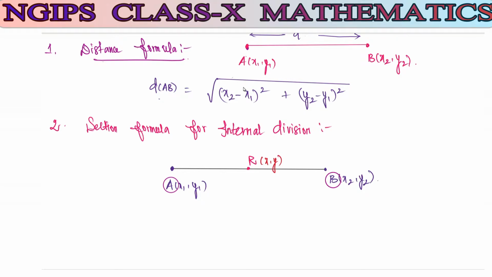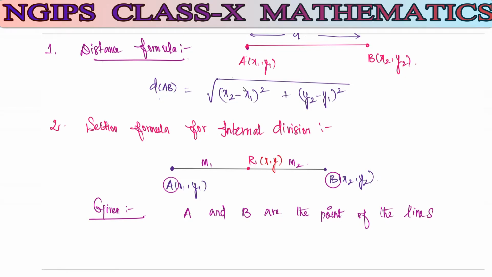internally in the ratio. Internally means the dividing point lies in between the initial and the end points of the line. So here we have the ratio, it is nothing but m1 and m2. Here the given conditions are that A and B are points of the line segment.